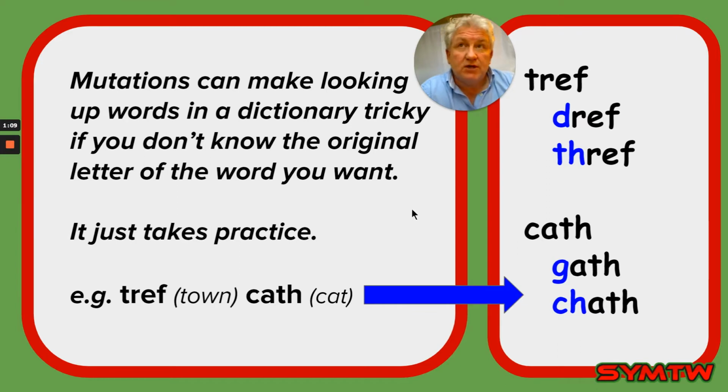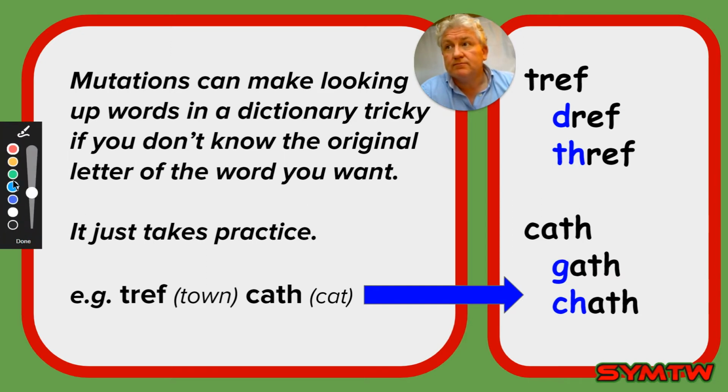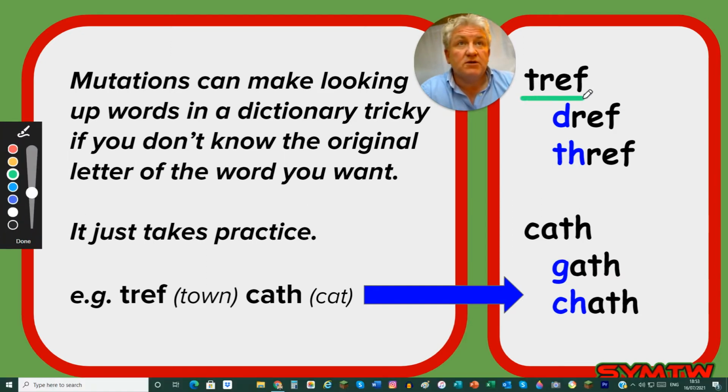Okay, mutations can make looking up words in a dictionary tricky if you don't know the original letter of the word you want. For example, tref means town, but if you looked up the word dref with a D, you wouldn't find it in the dictionary. You have to look it up under T. Likewise, if it's mutated to thref, you would have to look it up under T. Cath, the C can change to a G or a CH, and you'd have to look it up under the C for cath.